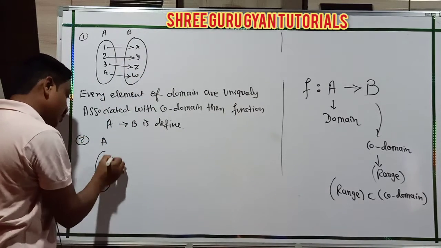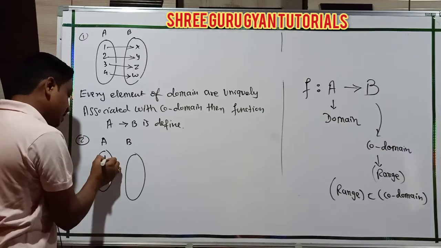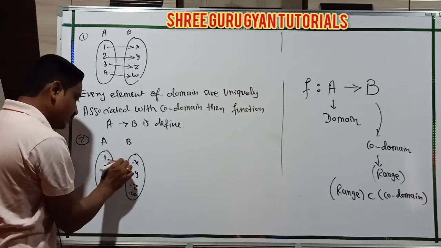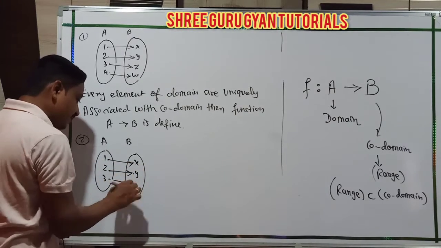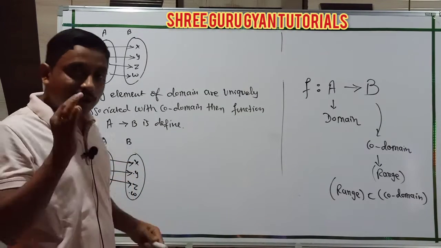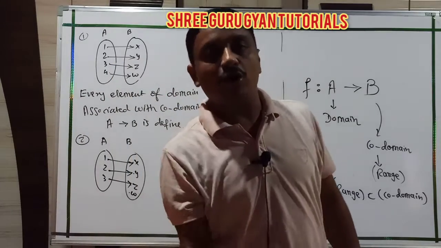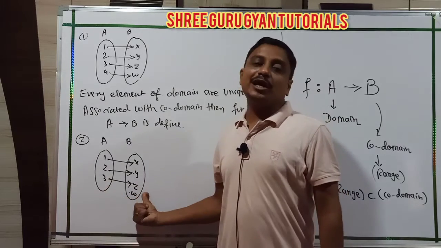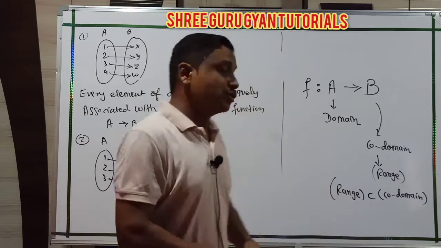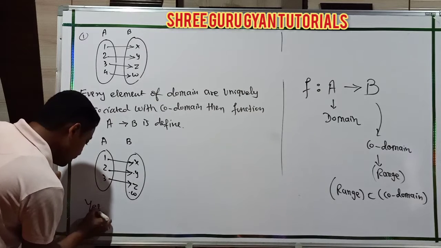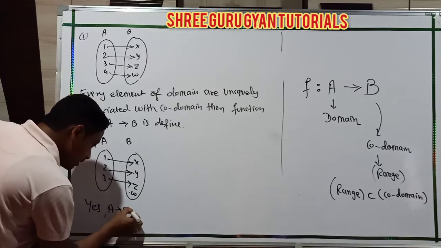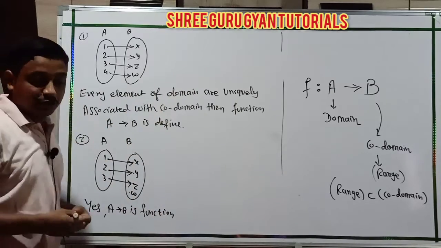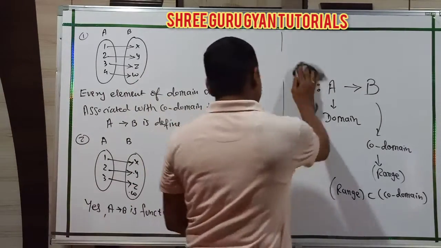One more drawing I draw. Just check out 1 2 3, and here x, y, z, and w. Just check here whether the domain values are uniquely associated or not. Yes, every member of domain here is uniquely associated. So yes, it is also a function. Yes, A to B is a function. Definition same, right? The above are uniquely associated. One more drawing I draw.